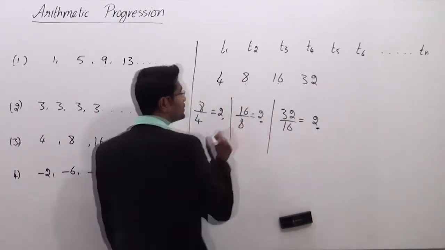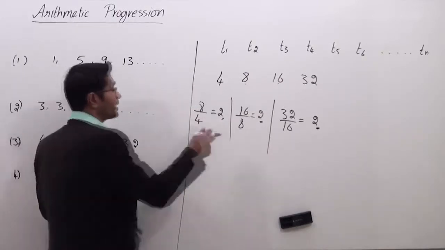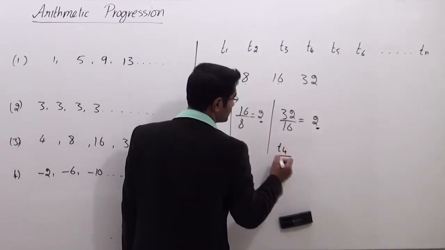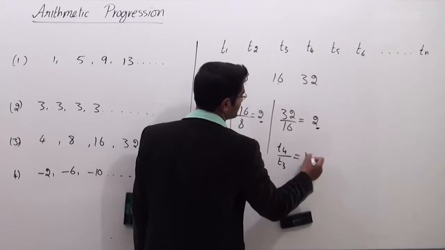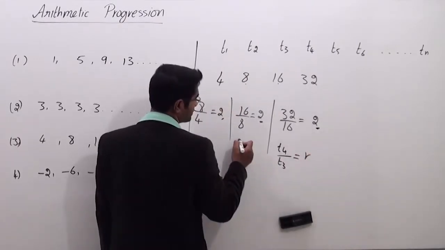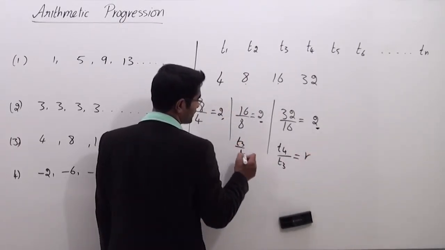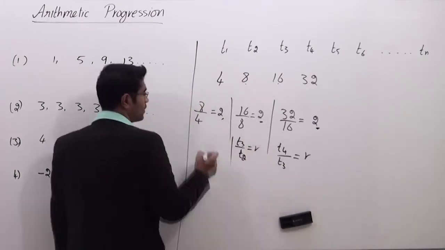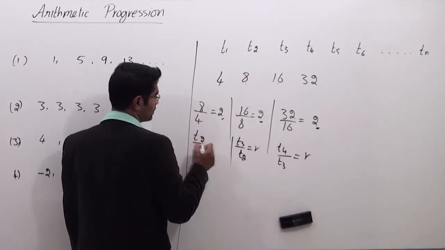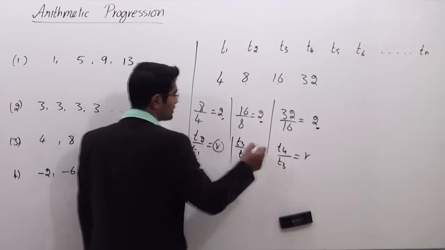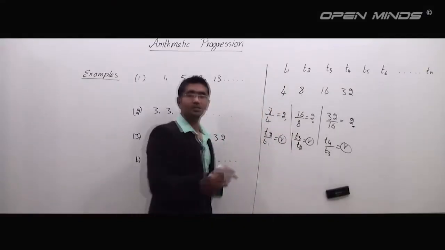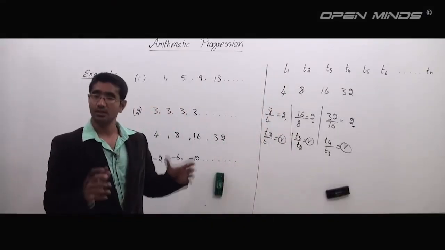That is called the ratio. So here I can write T4 over T3 is some ratio, which is the same as T3 over T2, and the same as T2 over T1. If these are the same, that is the rule we're talking about in that particular sequence. Nothing much.